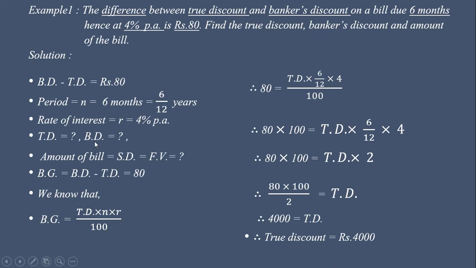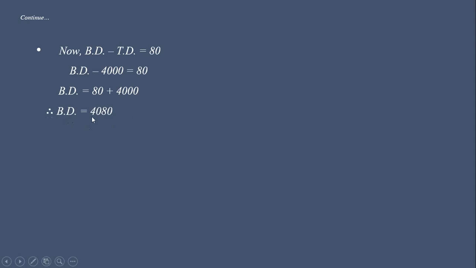Now we want to find banker's discount and amount of the bill. So we substitute the value of true discount here. BD minus TD is equal to 80, and we get the value of banker's discount BD. We substitute this value of true discount 4000. So BD minus 4000 is equal to 80. Transferring this 4000 to this side, we get BD is equal to 80 plus 4000. So BD is equal to 4080. Banker's discount is equal to rupees 4080.